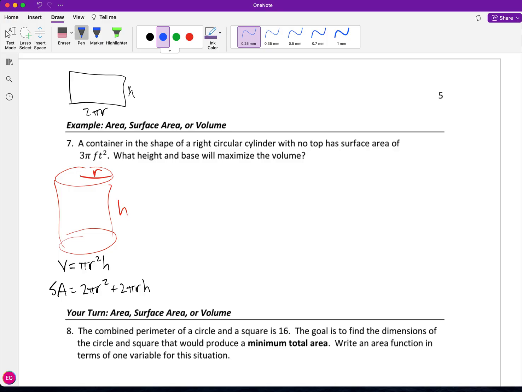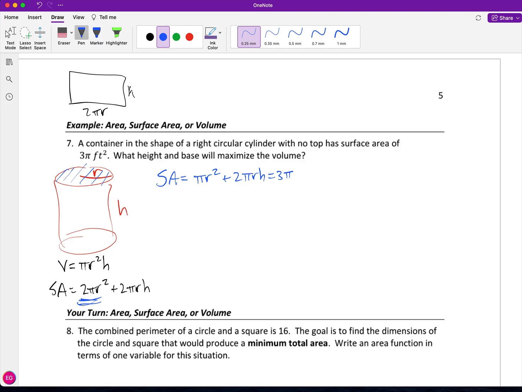So here we have a container, right circular cylinder, no top. All right, so it does not have a top. I'm going to have to modify this part of my surface area. It's not going to be 2 pi r squared. It's just going to be 1 pi r squared because I don't have a top, but I still have the bottom. And that surface area is 3 pi feet squared. So let's write an equation. We have surface area is going to be just pi r squared because we only have the bottom circle, plus 2 pi rh, the area of the sides there. And I know that has to equal 3 pi.